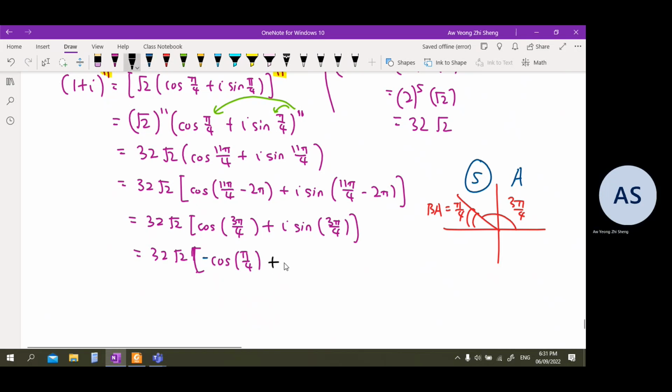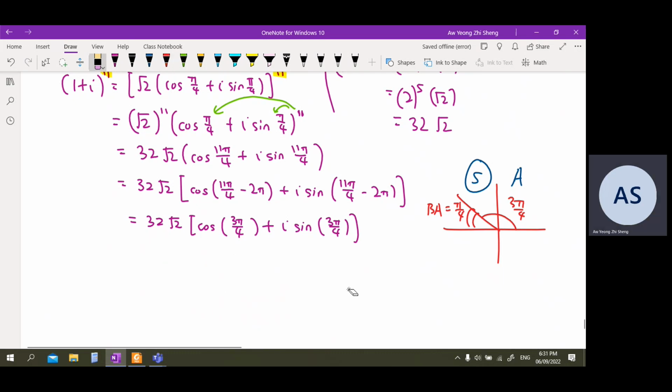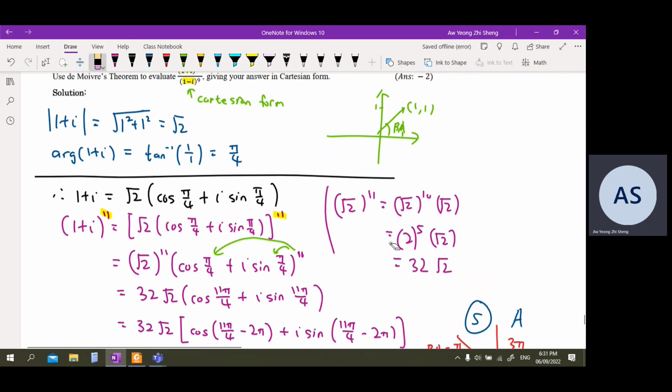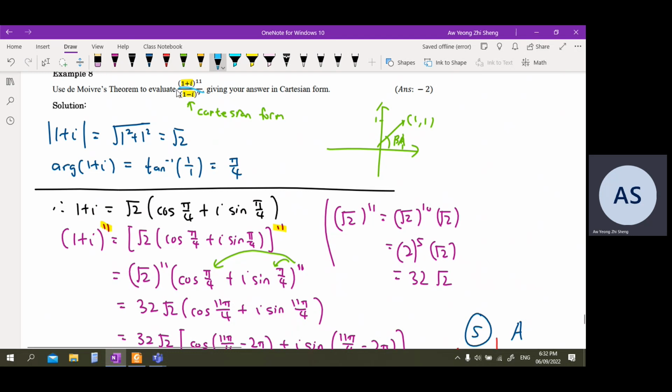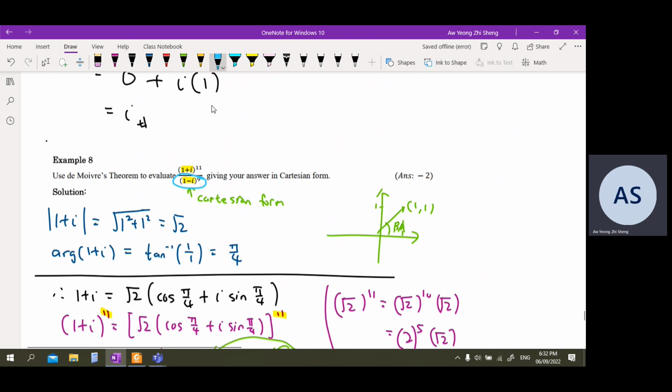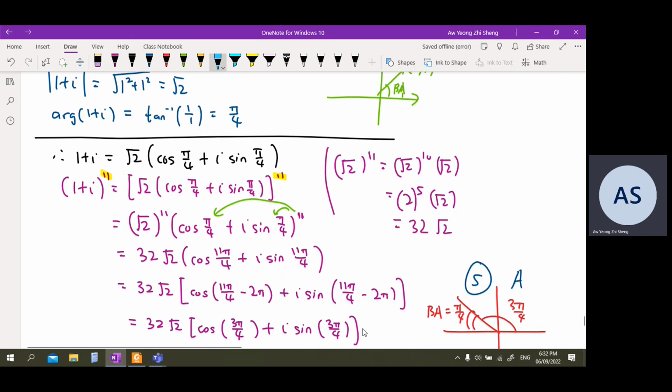And I think I will not simplify this further. I will just leave it in this form first. It's actually better to leave it in this form first because later we still get to divide by 1 minus i to the power 9. After doing the division, then only I simplify at the end. I think that would be better.